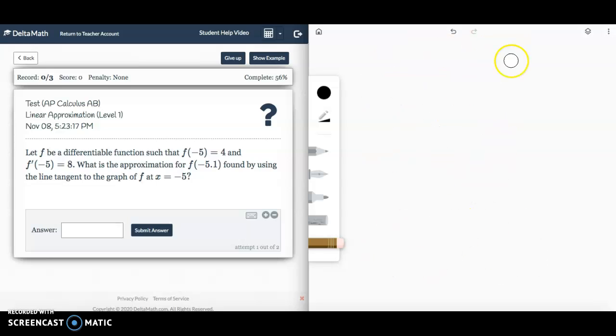line. And so for this problem, we have let f be a differentiable function. Differentiable means you can take the derivative of it, such that f of negative 5 equals 4, f prime of negative 5 equals 8. And then what is an approximation for f of negative 5.1 found by using the line tangent to the graph? So automatically when I see that, I write the line tangent to the graph. y minus y1 equals m times x minus x1, of f at x equals negative 5.